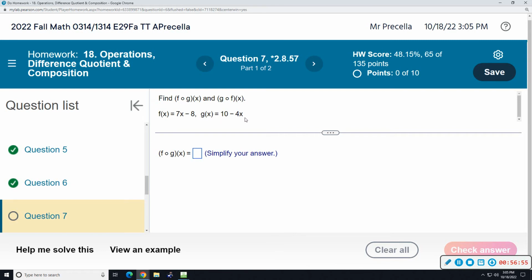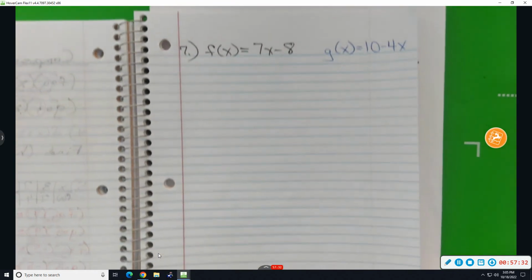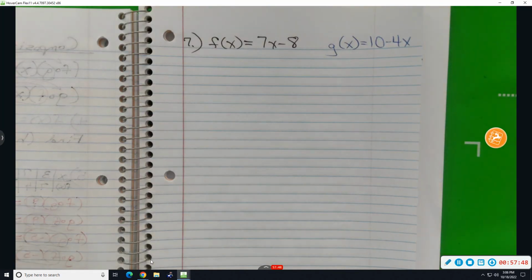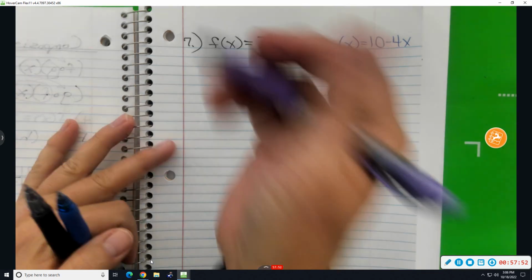Here they're giving us two functions. This is number 7. Number 7, let me write them down. F of x is equal to 7x minus 8. And g of x is 10 minus 4x. Oh, maybe I should have written down what they wanted us to find. Find f composed with g of x, and then g composed with f of x. Okay.